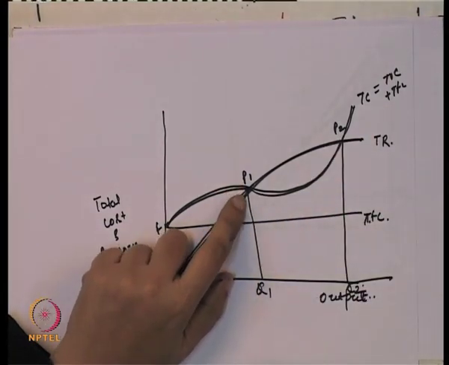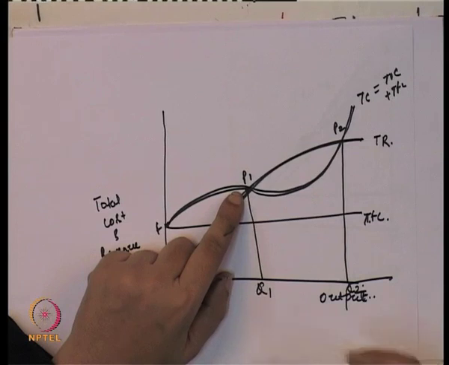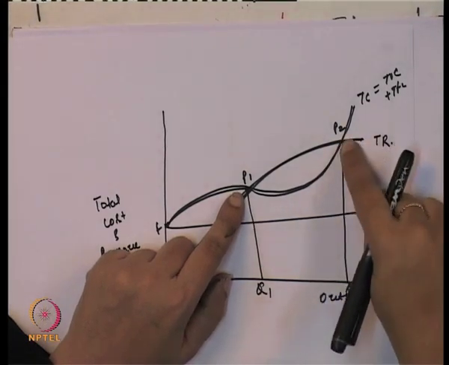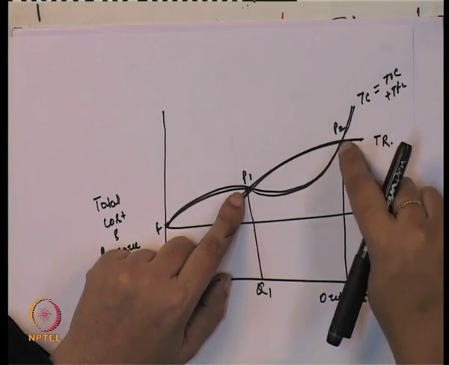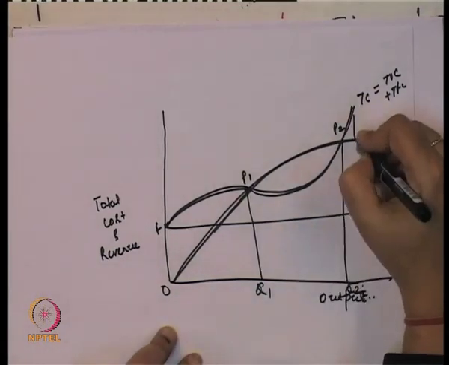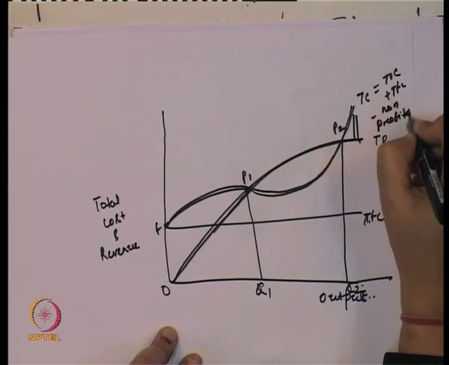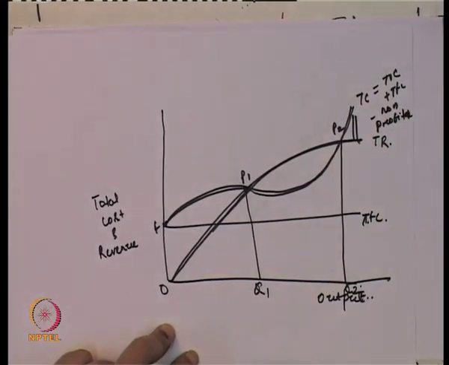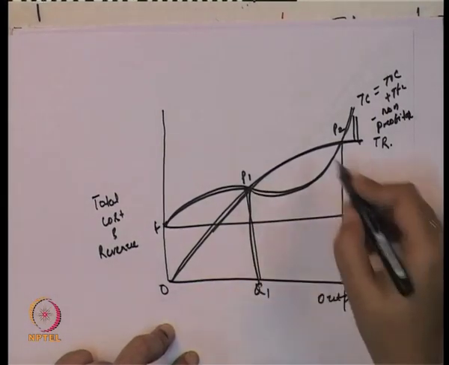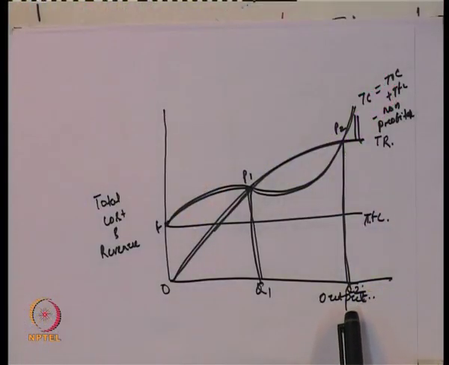But unlike in the case of linear cost and revenue functions, the profitable range of output is not unlimited, because we get another breakeven point at P2, beyond which total cost is greater than total revenue, and again this range is non-profitable. So, in the case of a nonlinear cost function, we get two breakeven levels, which also identify the lower limit and upper limit of the profitable range of output. Q1 is the beginning of the profitable range of output and Q2 is the end of the profitable range of output.